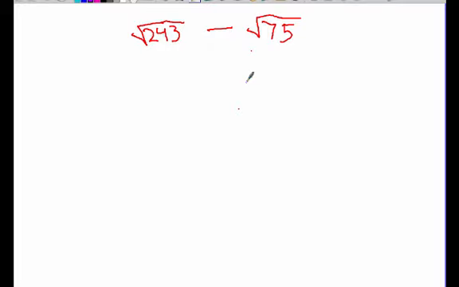Square root of 243 minus the square root of 75. All right. So taking a look at this one. Once again, we have unsimplified radicals, and we need to try and figure out what is the simplest version. Well, taking a look at this, we've got 243. What could possibly go into 243? Think about this for a second. 2 isn't a factor. Maybe 3 is a factor.